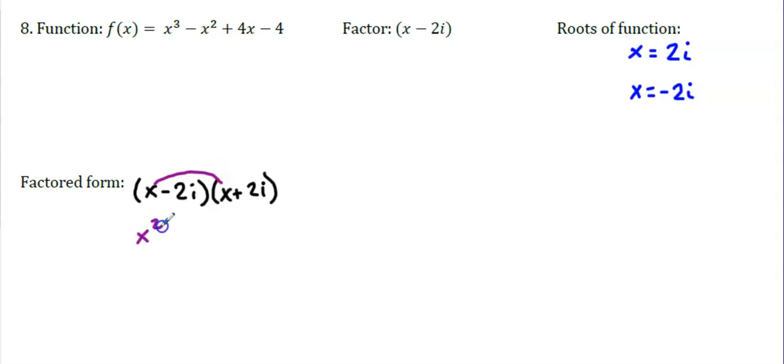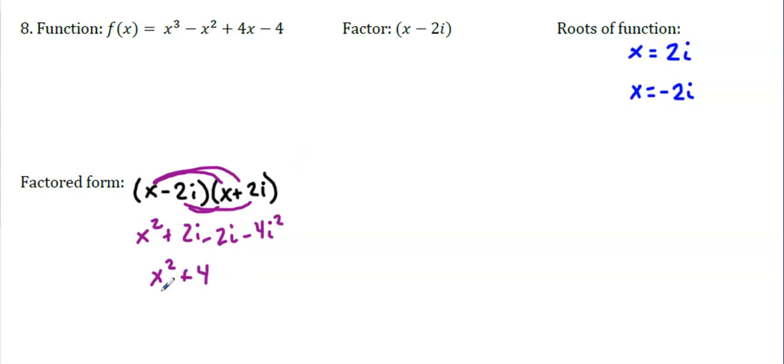I have x squared plus 2i minus 2i minus 4i squared. So that's x squared, positive 2i minus 2i. Those will cancel each other out. And then I'm left with minus 4i squared. I squared is negative 1. So negative 1 times negative 4 will be plus 4.